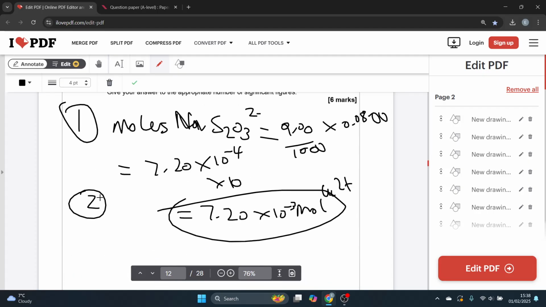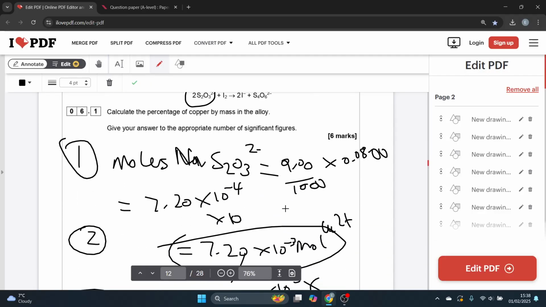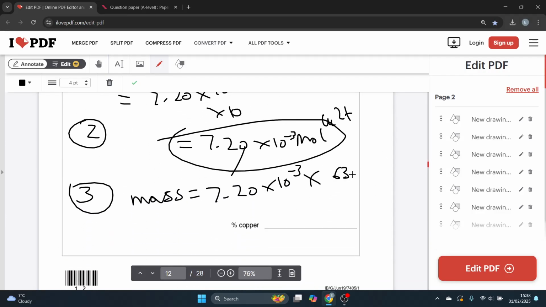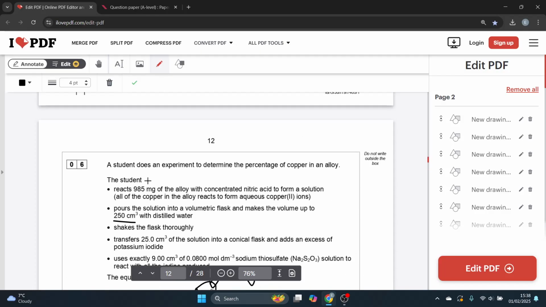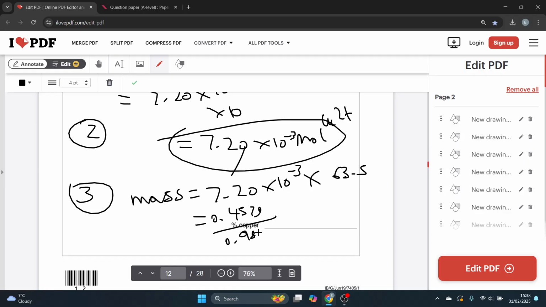Then I know it's a 2 to 2 mole ratio, therefore I can work out the mass of copper. Moles is mass over Mr, so mass is going to be the moles: 7.20 times 10 to the power minus 3 times the Mr of copper, 63.5. That will give me 0.457 grams, and I know the total mass is this in milligrams. But I want to convert it to grams, so I need to divide by 1000. So 0.985. Times by 100, 46.4%.